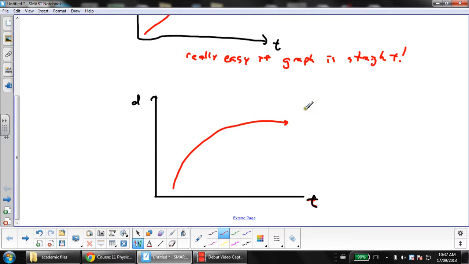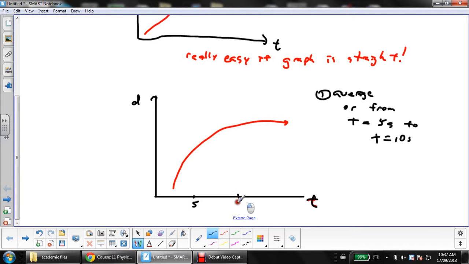So there are two things that you might be asked to find here. The wording might say average, or it might just give you 2 times, or from t equals let's say 5 seconds to t equals 10 seconds. So if I need to find the average, let's go down here and I'll put the 5 here and I'll put a 10 here.